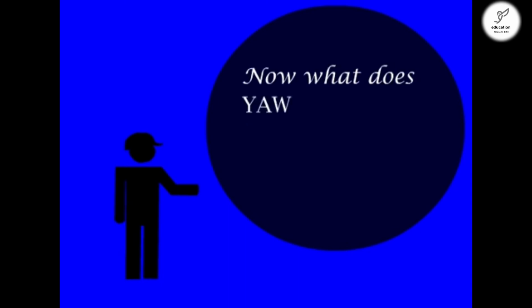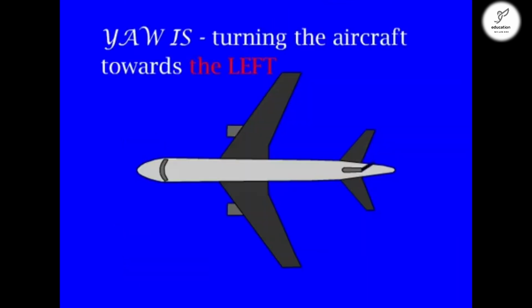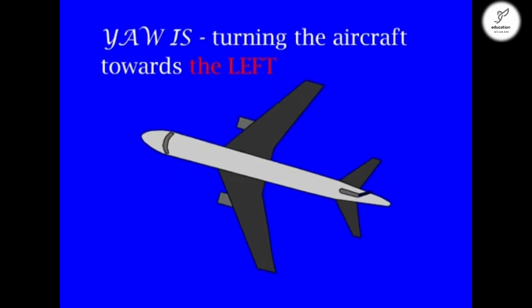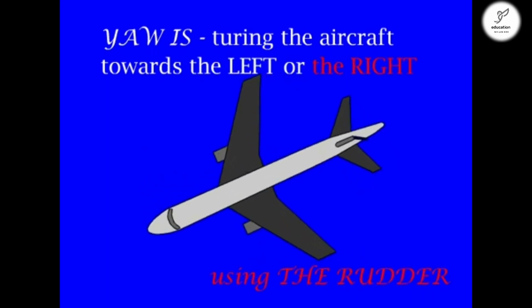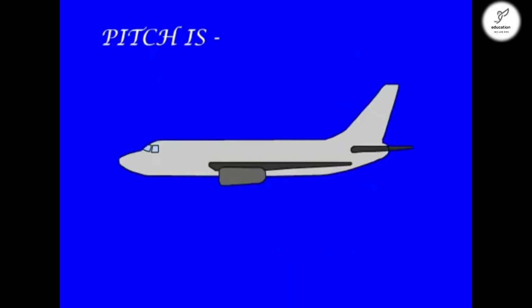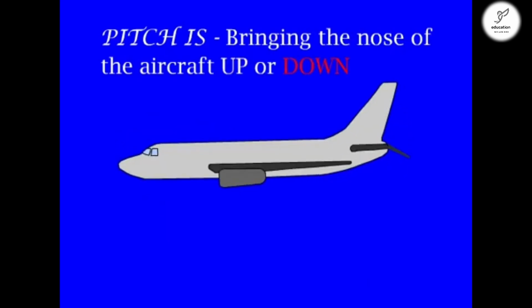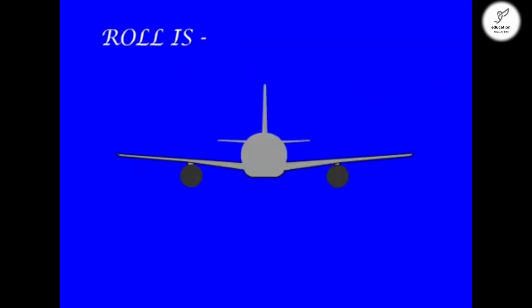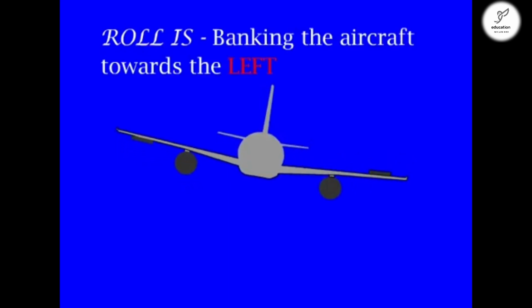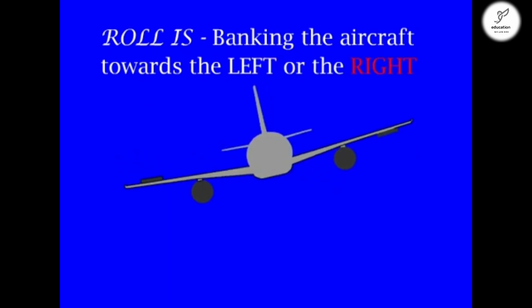Now what does yaw, pitch, and roll mean? Let's see. Yaw is turning the aircraft towards the left or towards the right with the help of the rudder. Pitch is bringing the nose of the aircraft up or bringing it down using the elevator. Roll is banking the aircraft towards the left or towards the right using the ailerons.